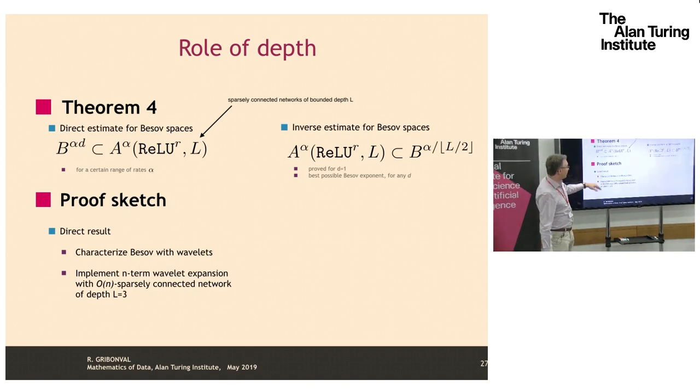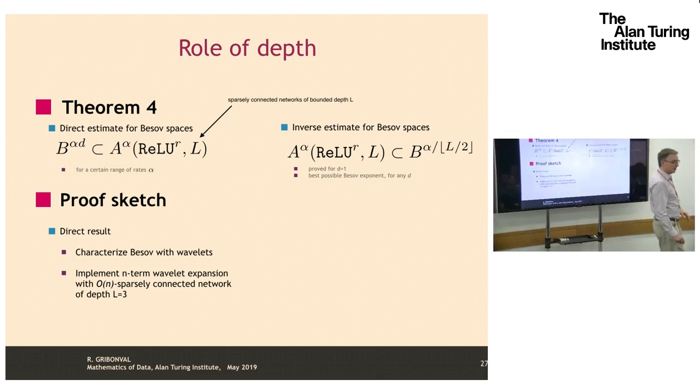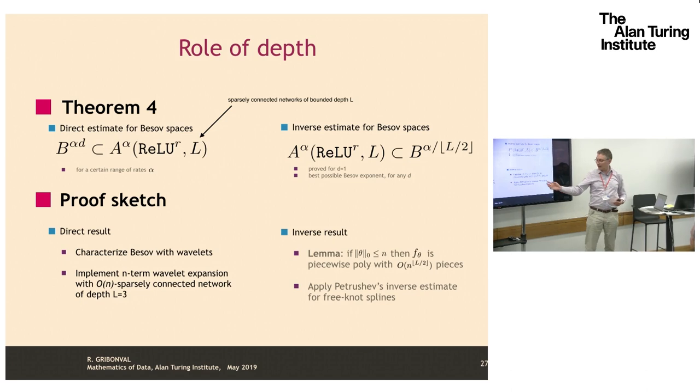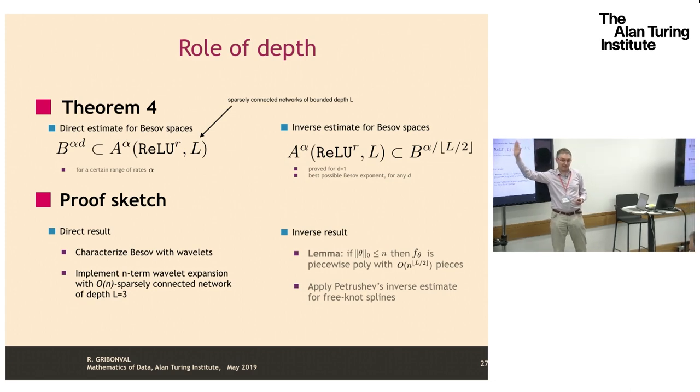And now, for these direct results, essentially you reuse wavelets and express wavelets as neural networks. And for this result, for d equals 1, essentially the result is a counting argument where you use the sparsity of the network to prove that in dimension 1 you have a piecewise affine function, but you count the number of pieces, you bound it with this expression, and then reuse the result of Petrushev and Pencheva on free-knot spline approximation to obtain this embedding. You use also Sobolev-type functions to show that you cannot improve this embedding.